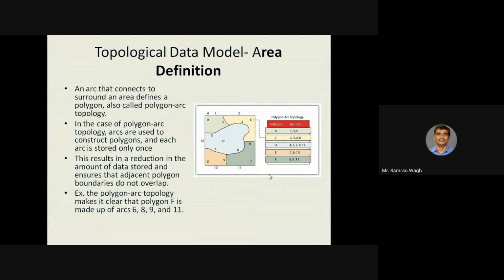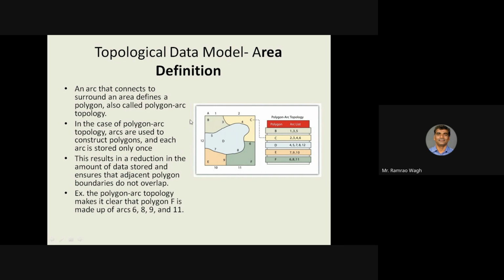The second is area definition. This comes into the picture when I create a polygon. Let's say polygon B. Polygon B is bounded by arcs 1, 3, and 5. So I have an arc called 1, another arc called 3, and another arc called 5. Now, what is mentioned outside this data boundary, this A, is actually the universal polygon.